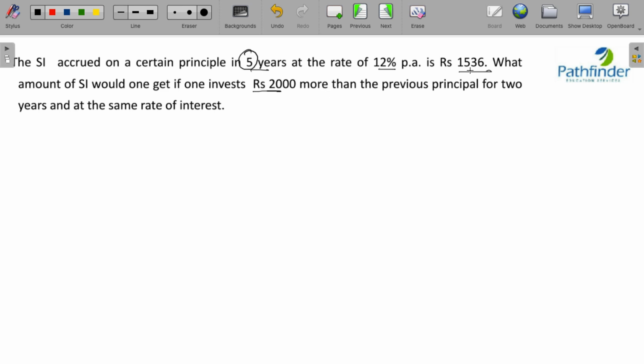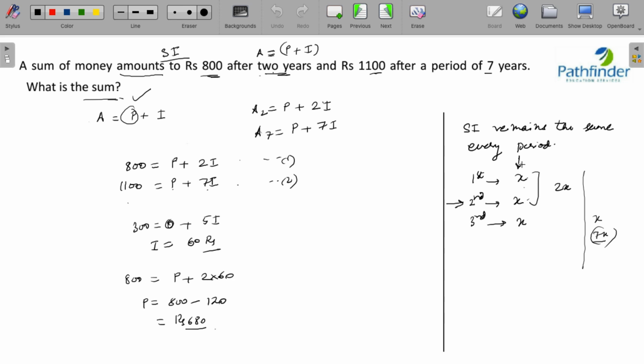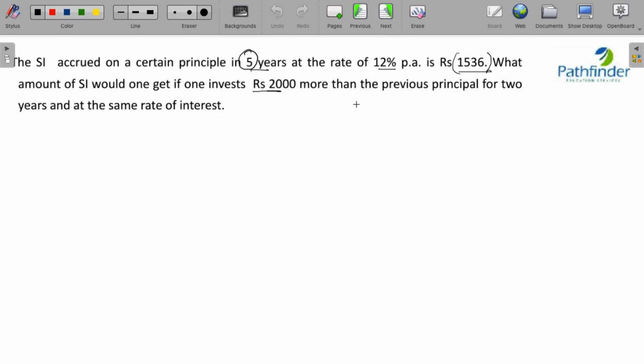In 5 years, the simple interest accrued is 1536. I just now told you that simple interest is the same every year. So in 5 years, the total simple interest accumulated will become 5 times the interest of 1 year, and that is given to be 1536. So interest of 1 year will be, this cancels out, 5 3s are 15, 5 zeros are 5 7s are, so 307.2 rupees in 1 year.